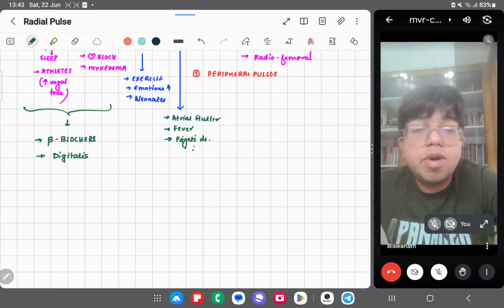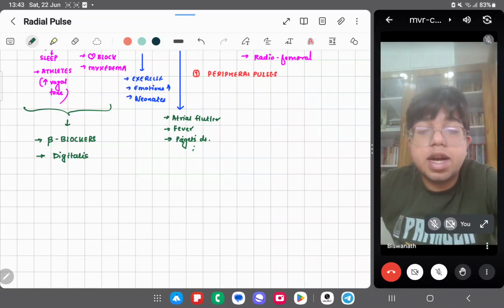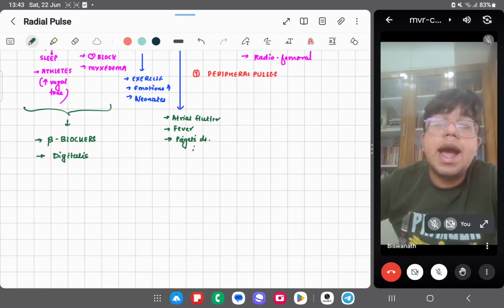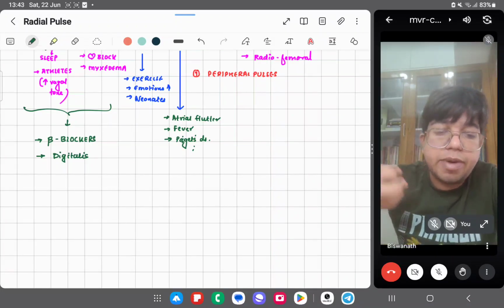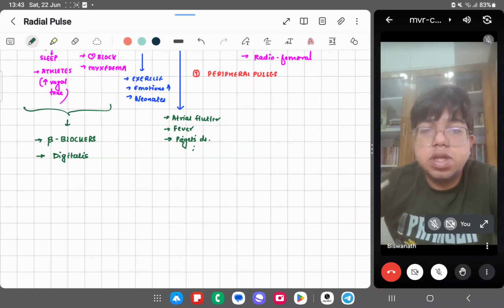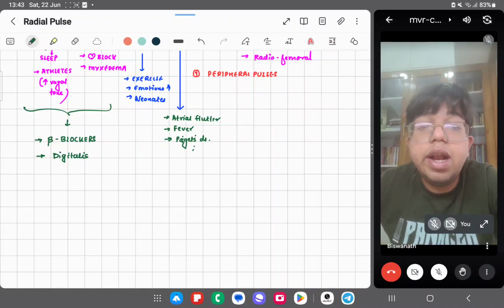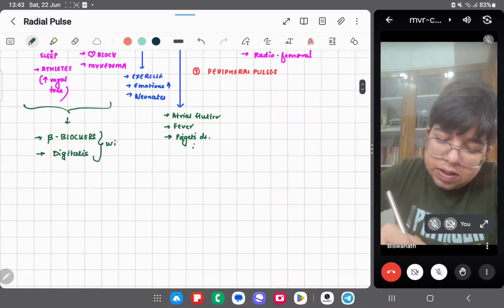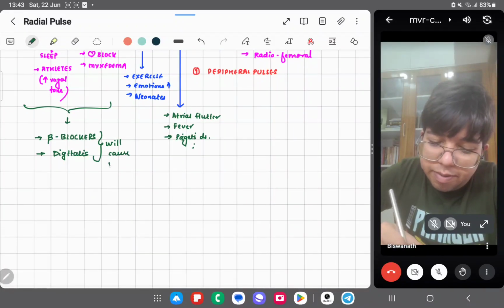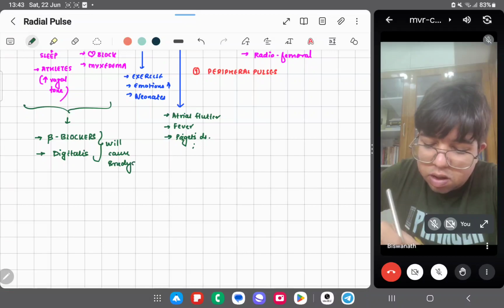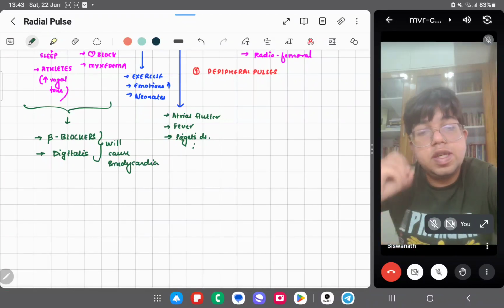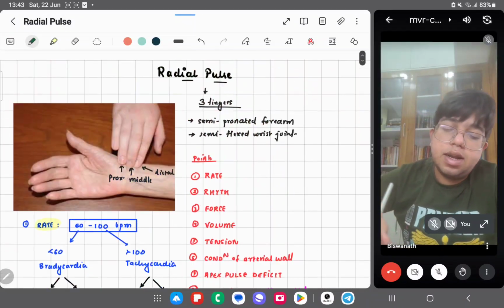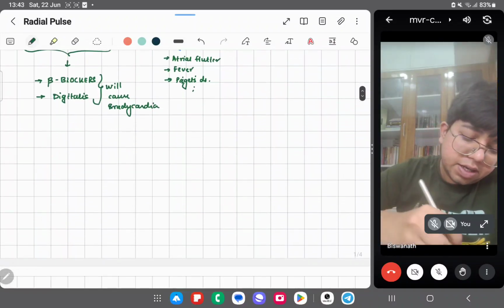Beta blockers like propranolol, carteolol, labetalol, many things are there. And digitalis is obtained from a plant product. So no need to go into detail. Just digitalis and propranolol will basically cause bradycardia. These both drugs will cause bradycardia. Let's move on. After rate, we'll go to rhythm.